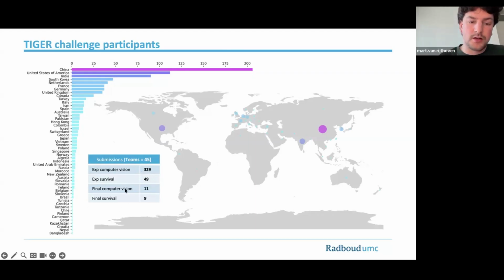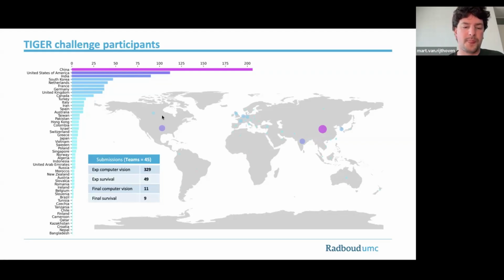For the final leaderboard, you could only submit once. So from the 45 teams, only 11 submitted for the final computer vision. And for the final survival, only 9 teams submitted. This also indicates a bit the complexity of the problem that we were trying to solve, because a lot of people were interested, and 45 teams started working on it.